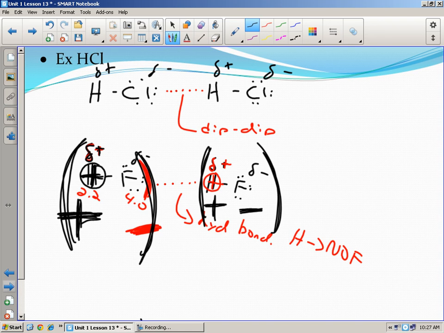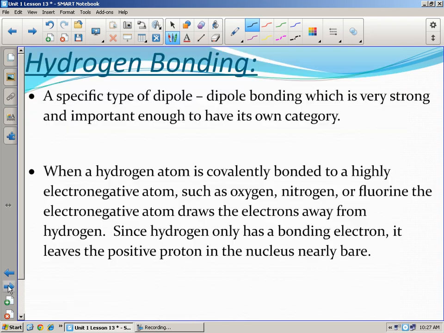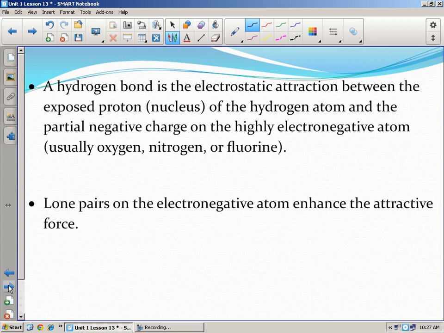Yes? That's how much stronger it is in some cases. All right? So does it need its own category? Absolutely. Okay? So that's hydrogen bonding. The top one's dipole-dipole. Okay? Then we went to, there's your hydrogen bonding stuff there.